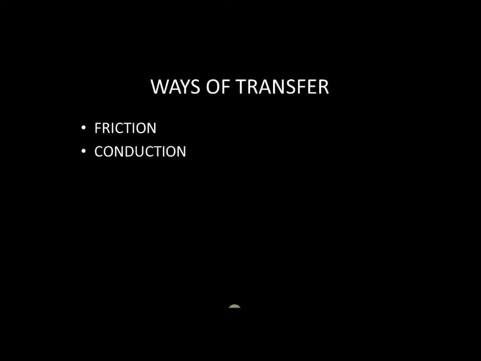There are three ways to transfer such charges to objects: friction, conduction, induction. The first is friction, which is when you rub two objects together, such as your feet on your home carpet. Different materials have different strength in electron bonds.